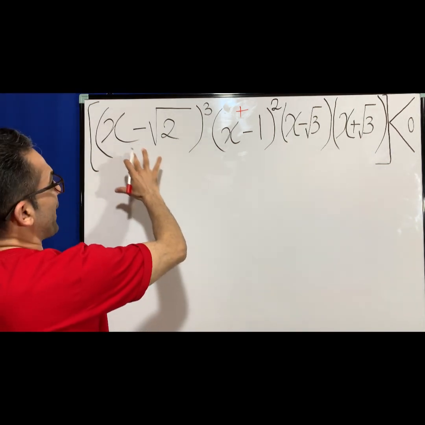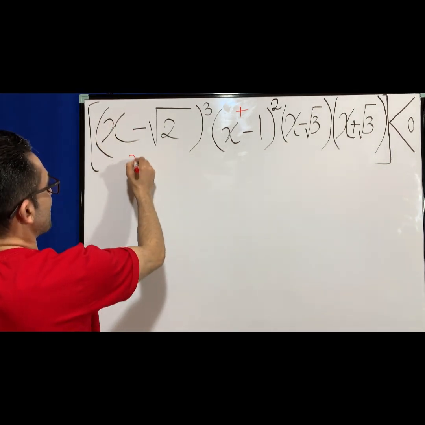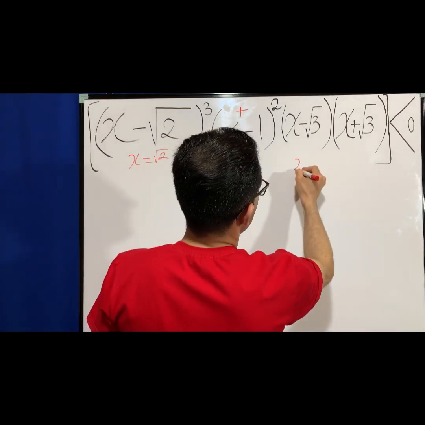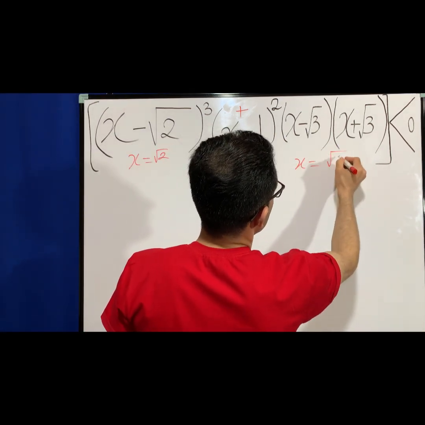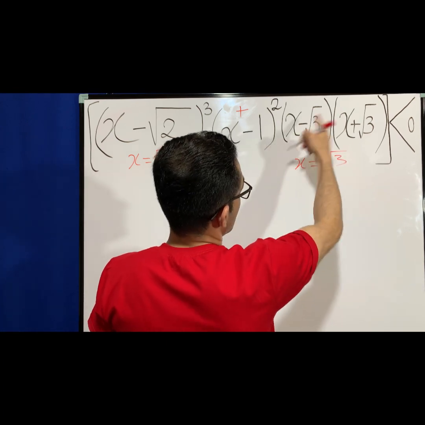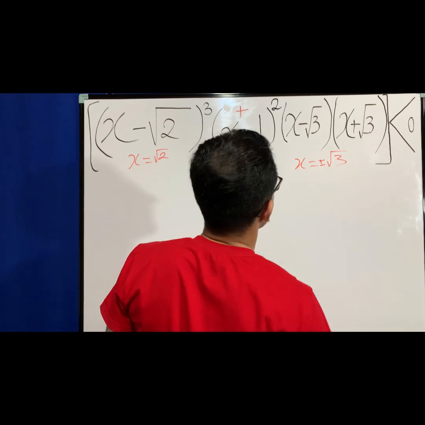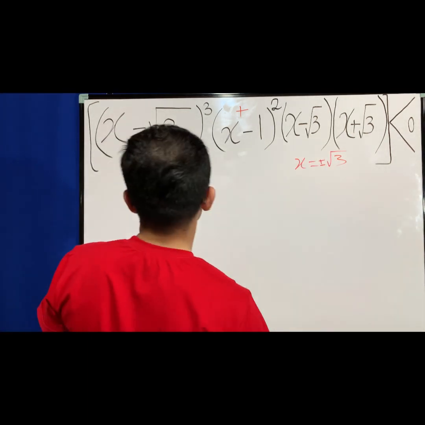First, I want to find the x-intercepts. X equals the square root of 2. And here x equals the square root of 3 and negative square root of 3. Positive and negative square root of 3.